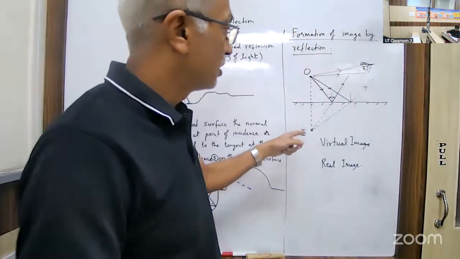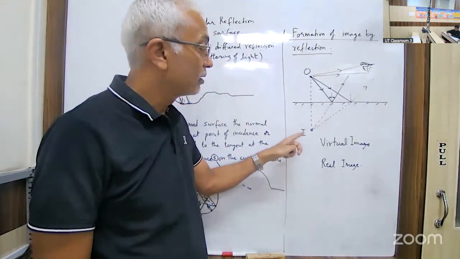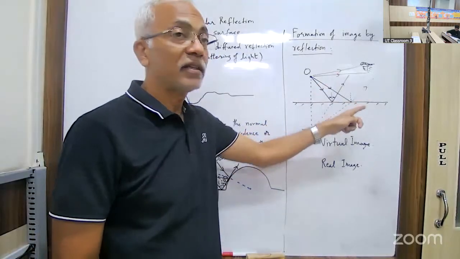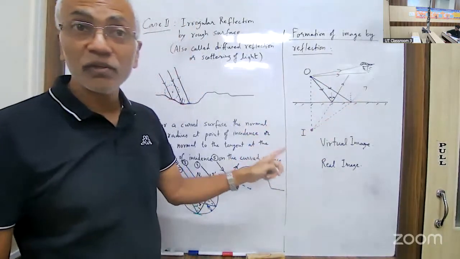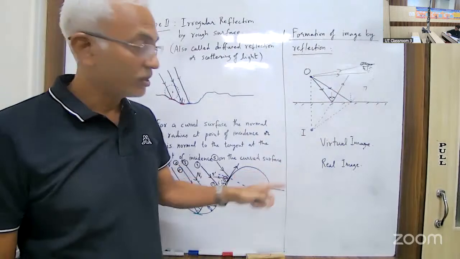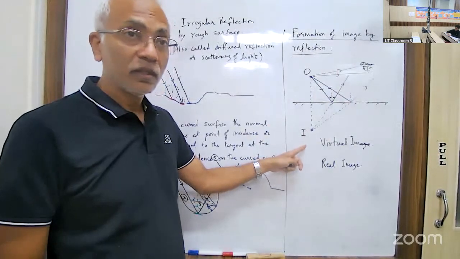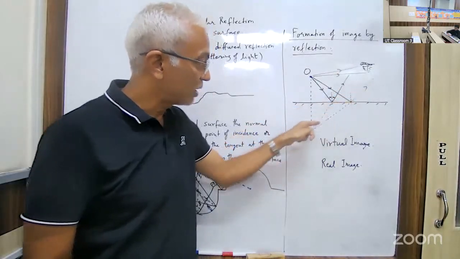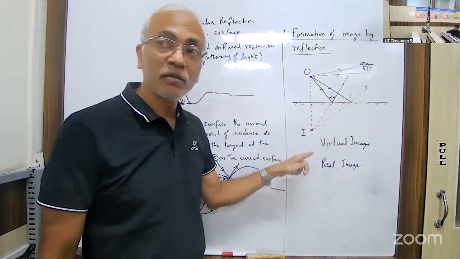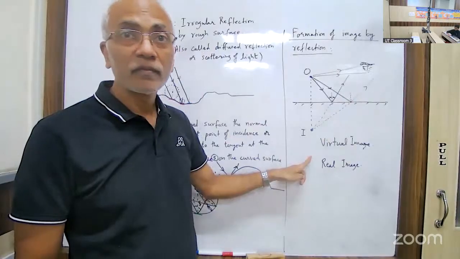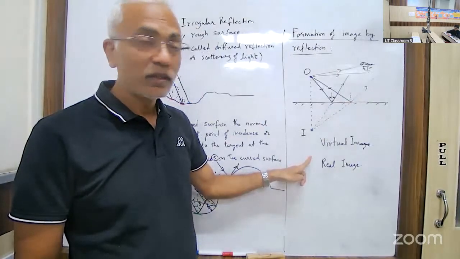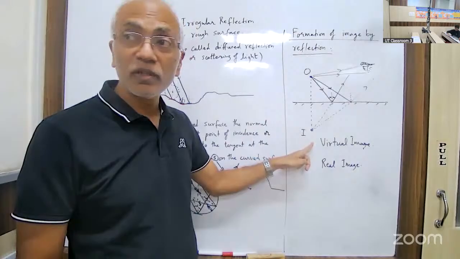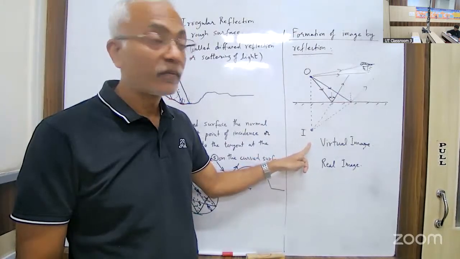Virtual image is obtained at a point where the reflected rays appear to diverge from. It is formed at a point where the reflected rays appear to diverge from when extended backwards. So it cannot be obtained on a screen. Can it be obtained on a screen?